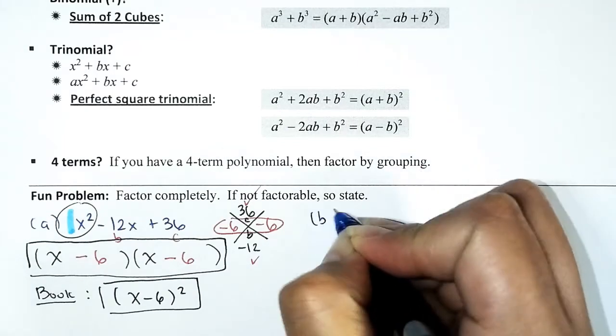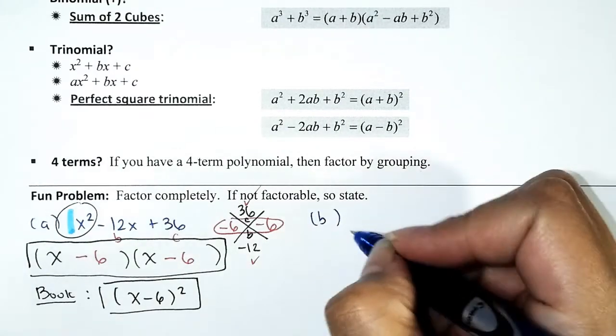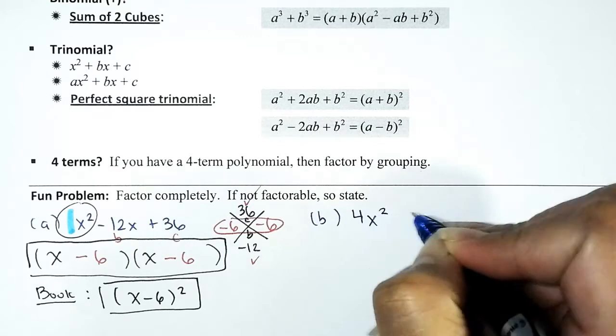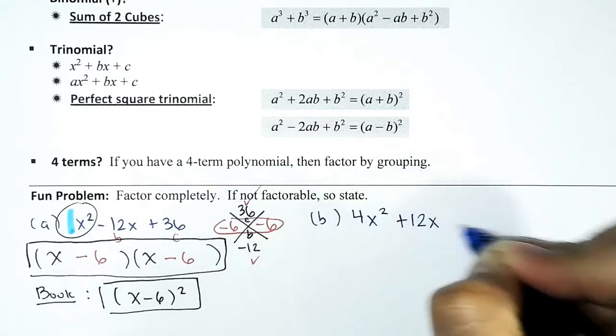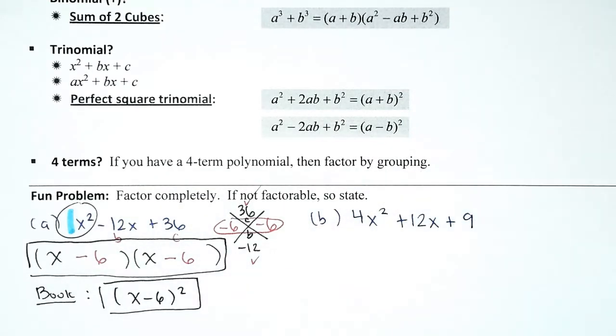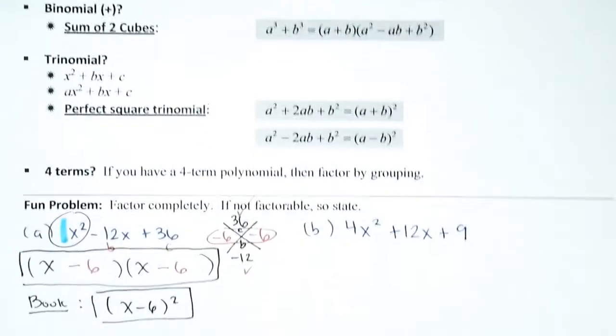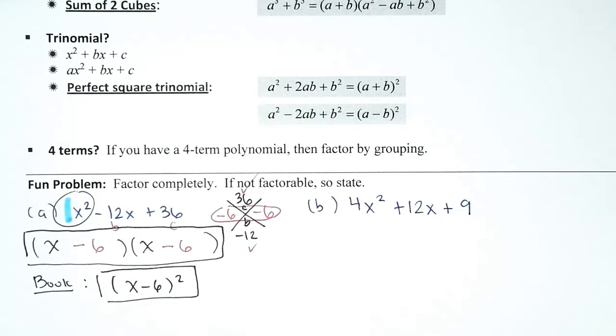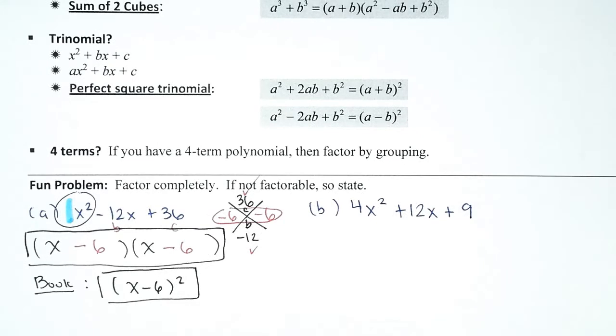Alright, 4 problems. That's 1. 3 more to go. Problem B. So we have 4x squared plus 12x plus 9. Where's the special factoring technique? I'll get you in problem C. Trust me. So we got a trinomial. Prerequisite step: watch out for common factors. There aren't any.